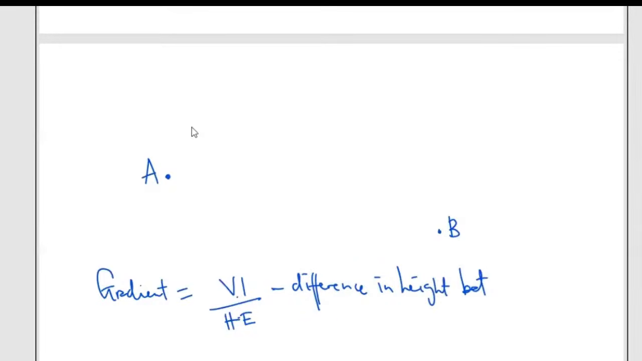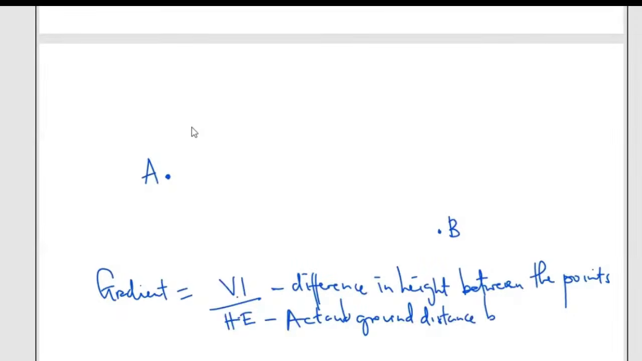between the points. The points in question is a difference in height. Then our HE is the actual ground distance between the 2 points.